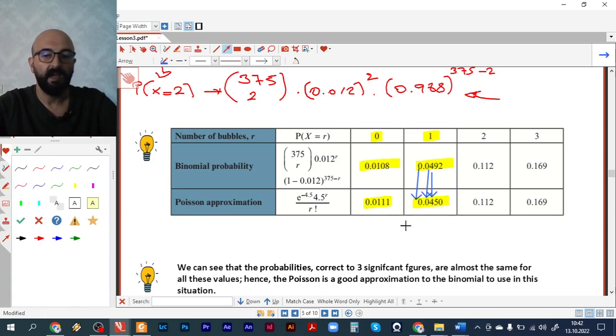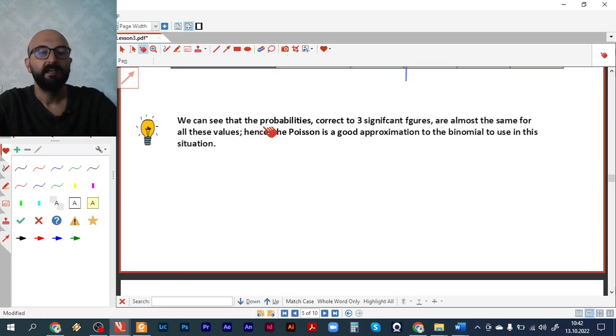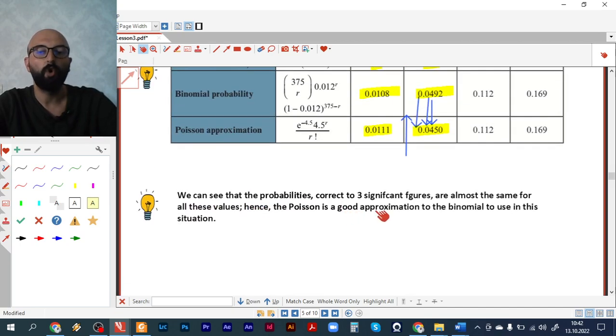And now we will go on. We can see that the probability is correct to three significant figures.